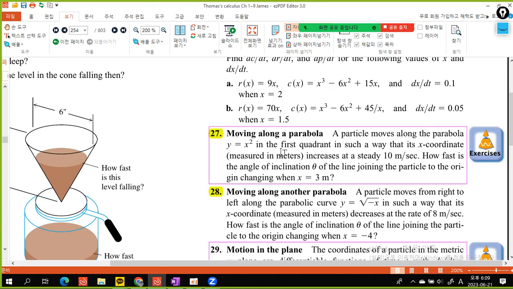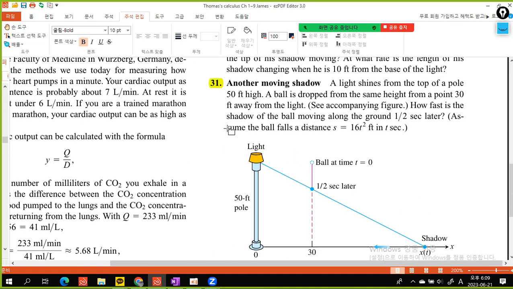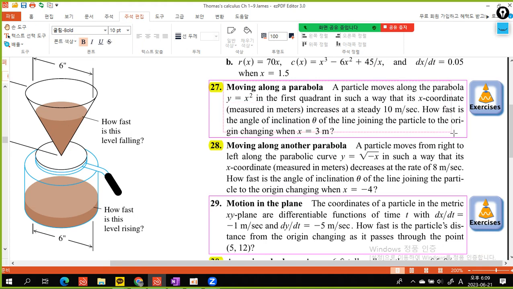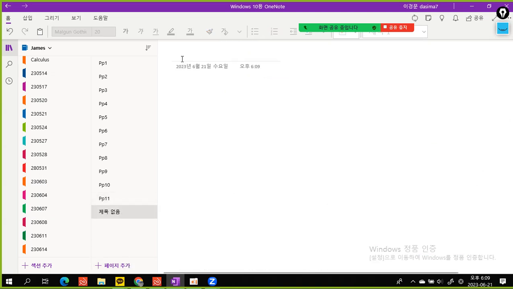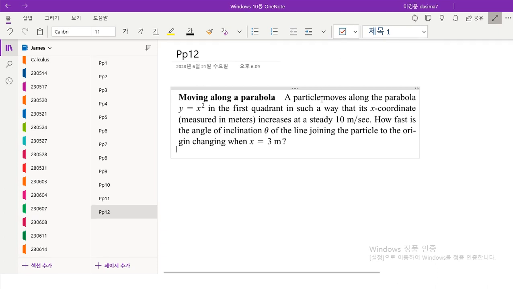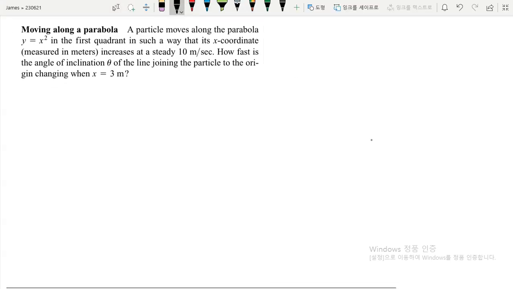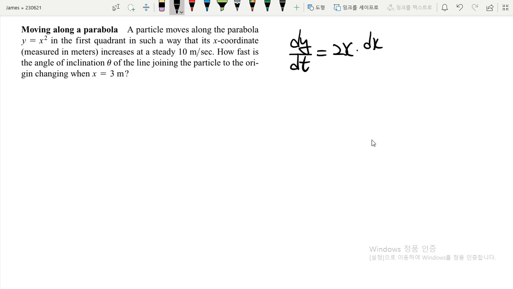So in number 27, yeah, let's differentiate this parabola equation. That means dy over dt is, what is the derivative of x squared? Can you find the derivative of x squared? Yeah, 2x and dx over dt. So dx over dt is 10 in this problem, and we wanna find the angle.